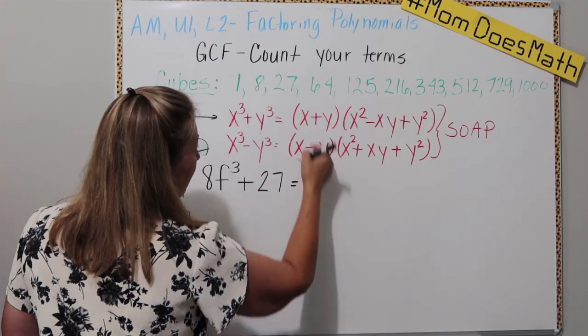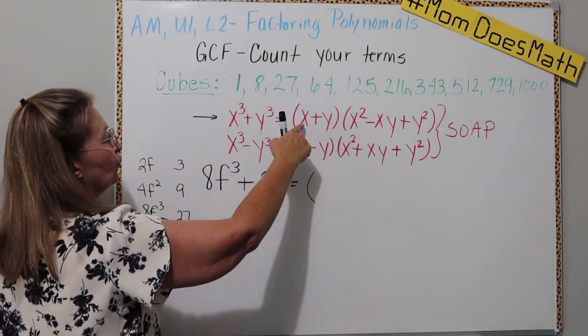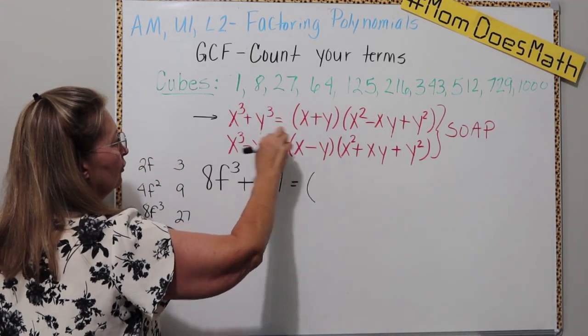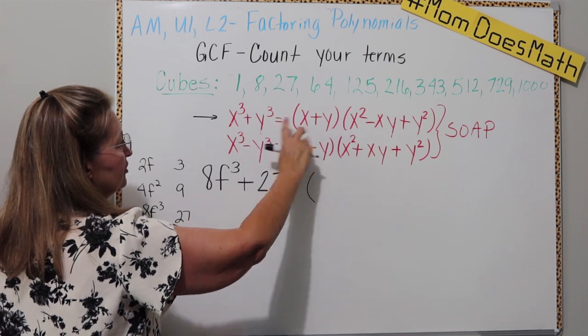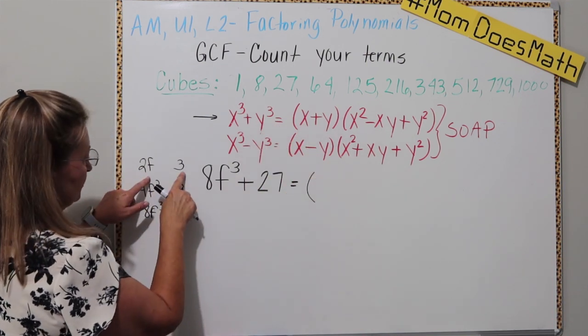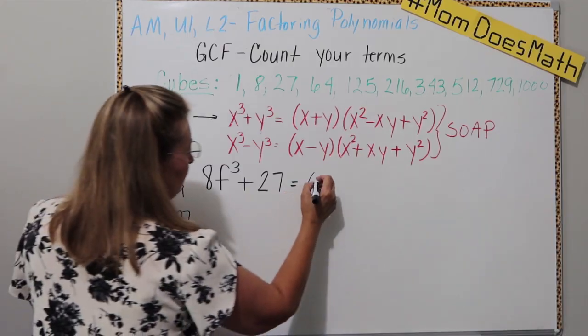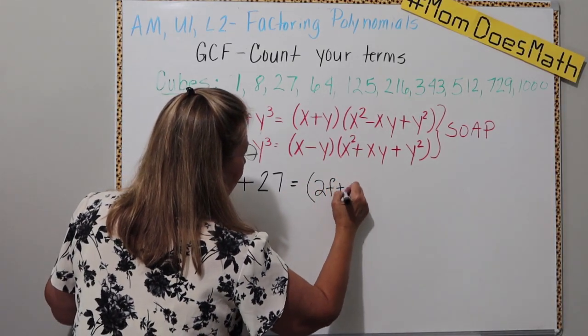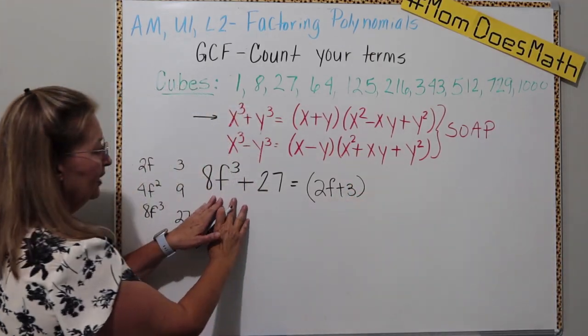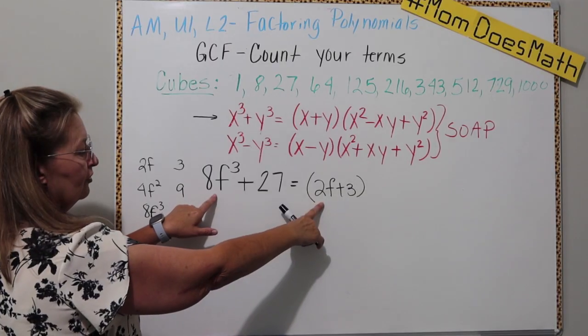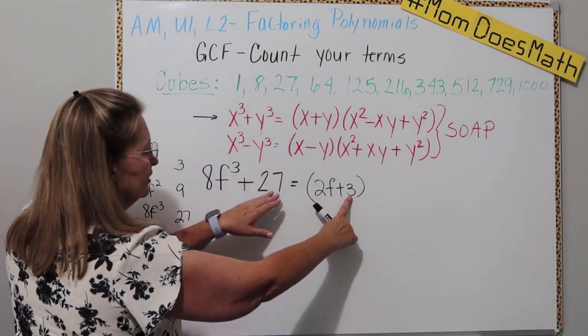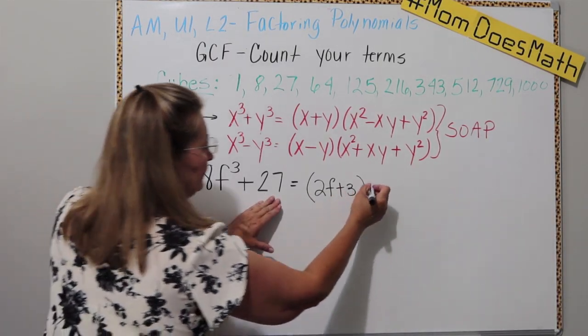So we're going to use the top one. I need the cube root of my given number plus the cube root of the second number. So that's going to be 2f and 3. So 2f plus 3. And you can look back here. This is the cube root of this. 3 is the cube root of 27.